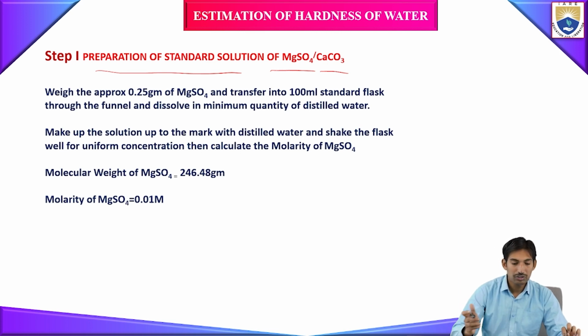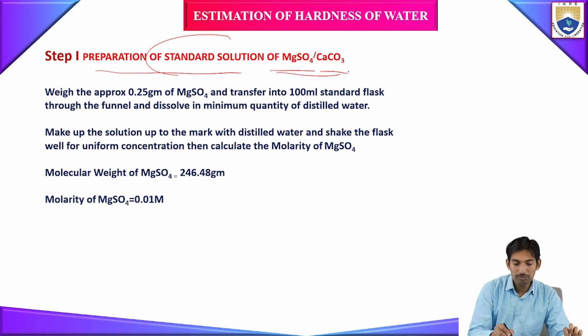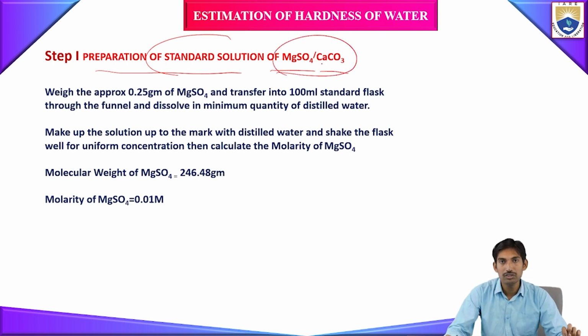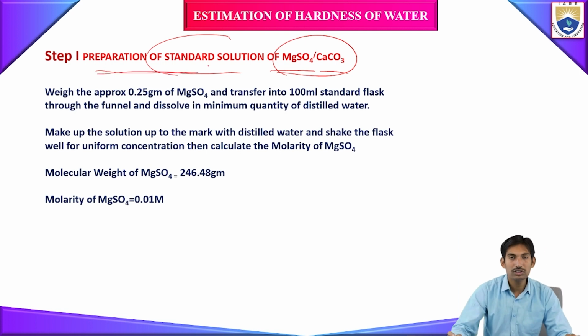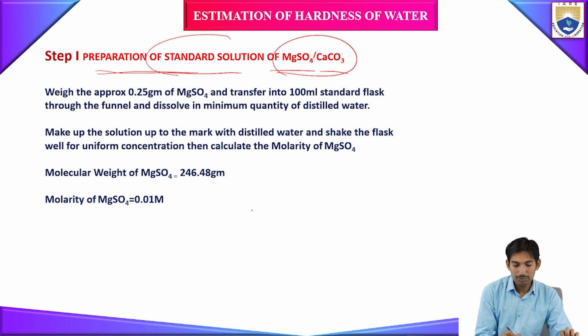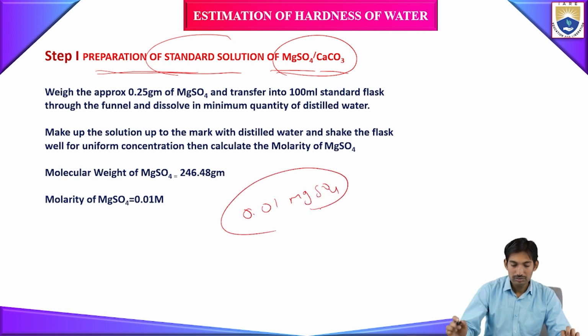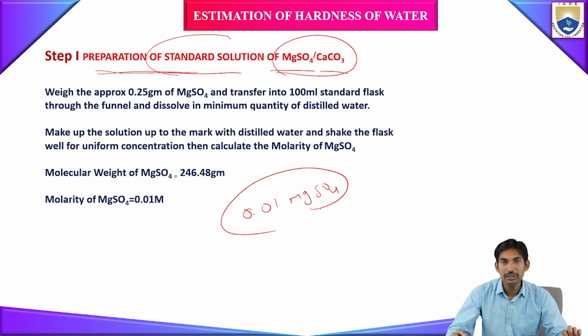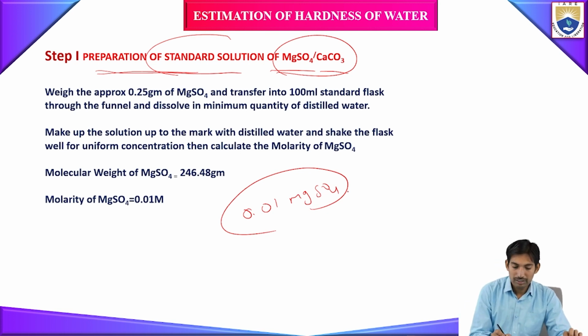So for that purpose, we have to take the standard solutions, magnesium sulfate or calcium carbonate. We have to prepare standard solution by using magnesium sulfate and calcium carbonate. By using this primary standard, we have to calculate the concentration of the secondary standard EDTA. For that purpose, we have to prepare the standard solution of magnesium sulfate or calcium carbonate. Suppose I want to prepare 0.01 molar magnesium sulfate solution. How can we prepare it for 100 ml?